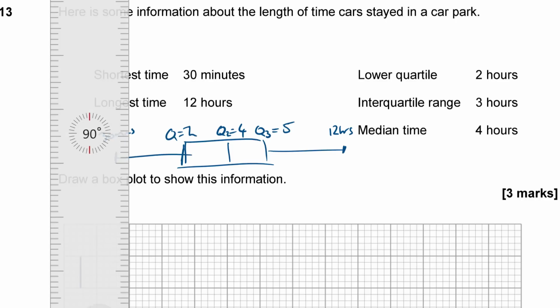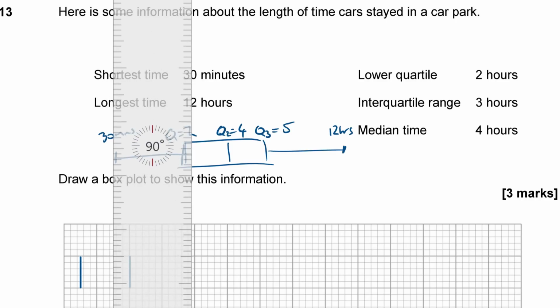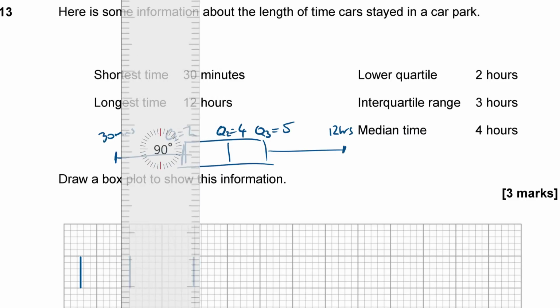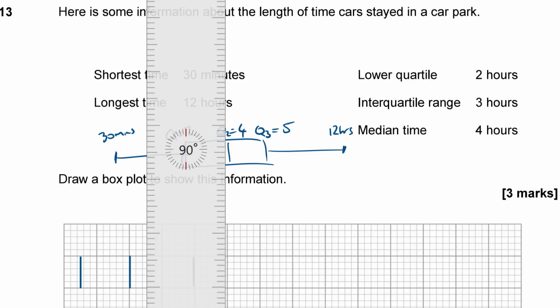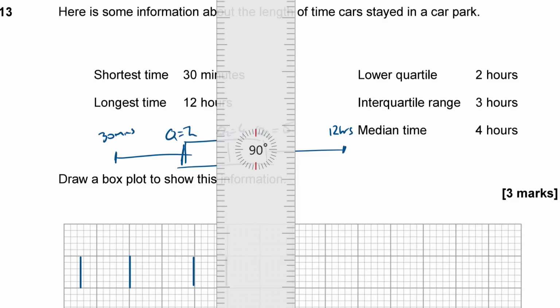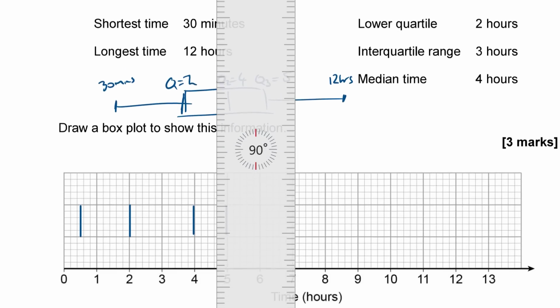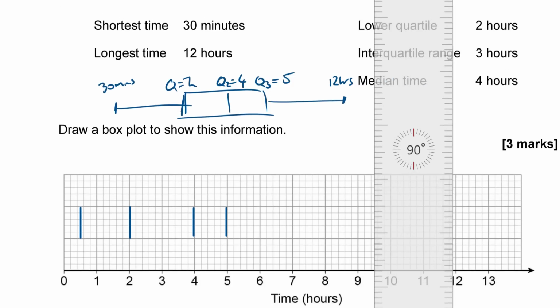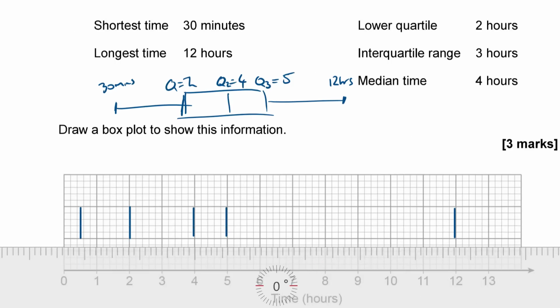Then I'm going to draw a line at 2. That's going to be my lower quartile. I've got to draw a line at 4. That's going to be my median. I'm going to draw a line at 5. That's my upper quartile. And I'm going to draw a line at 12. Showing this off the line, oh no, that's no good. And one at 12 then. That's going to be my highest value.